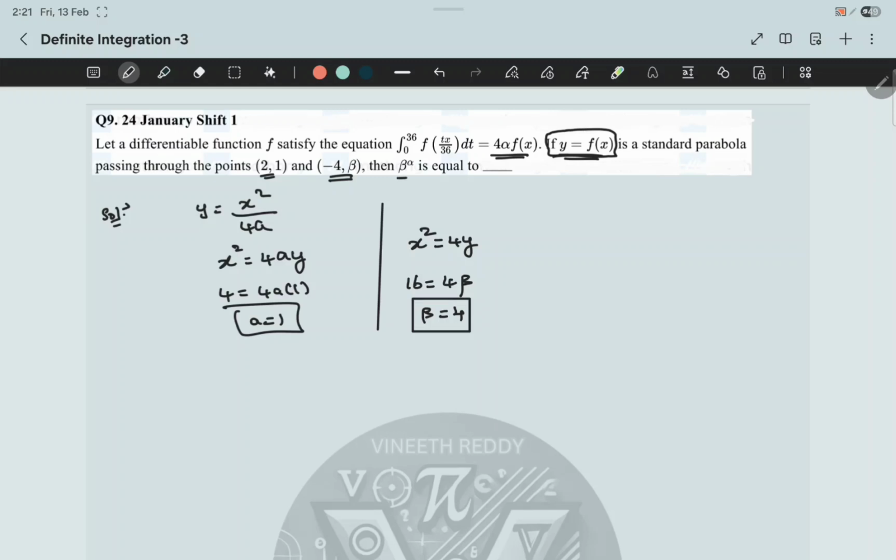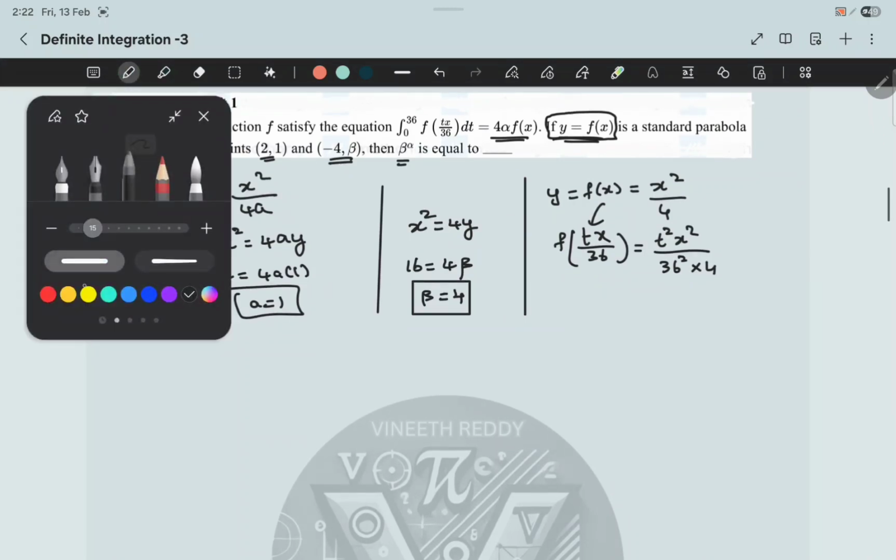Now we want the value of beta to the power alpha. So we got beta. Now we need to find alpha, right? So we'll do one thing. y equals f(x), right? And what is f(x) equal to? What is y equal to? Basically x square by 4, right? So that means f(x) is x square by 4. What is f(tx/36)? Replace x with tx divided by 36. So we get t square x square by 36 square into 4. Replace x with tx by 36, so we get this value.